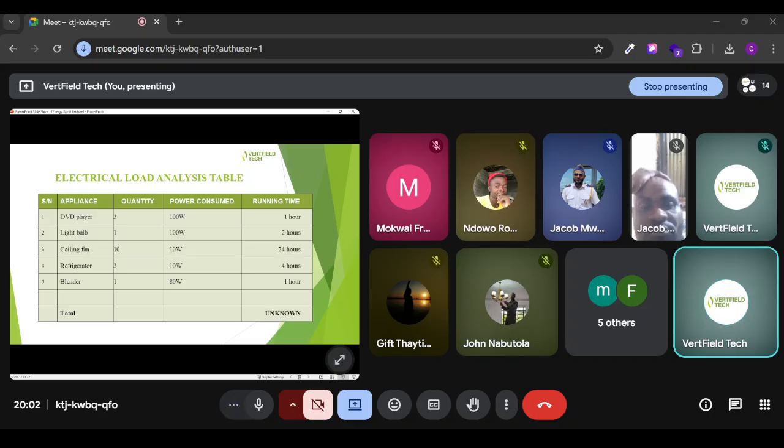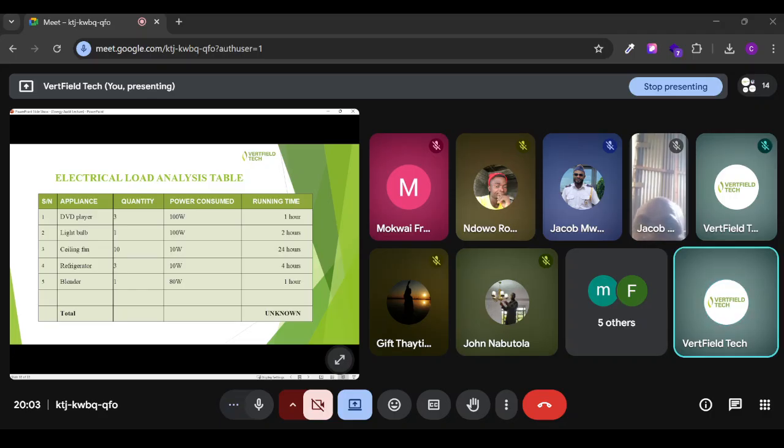So we are now going ahead to know the load analysis, or to know the energy requirement for this facility. The solar system is going to be powering 5 appliances: DVD player, light bulb, ceiling fan, refrigerator and blender.